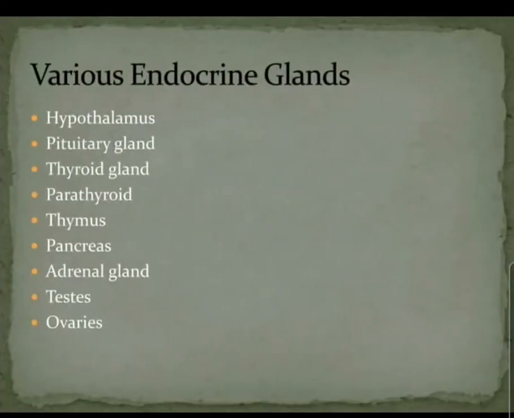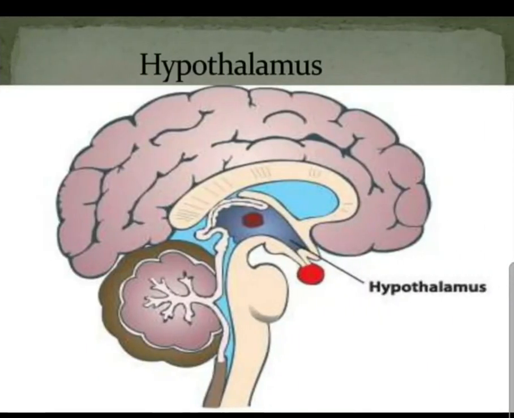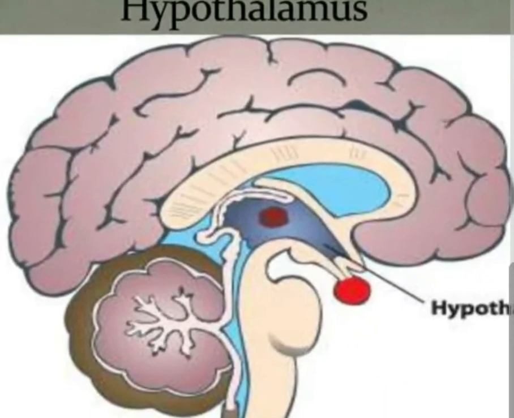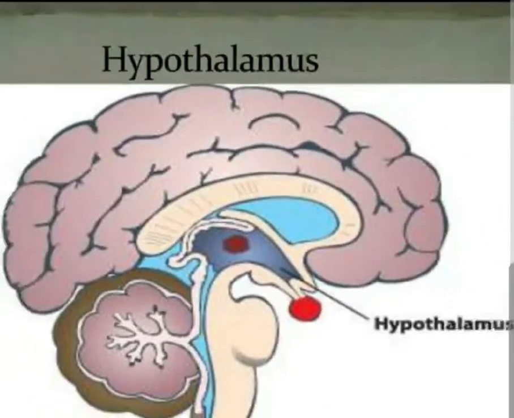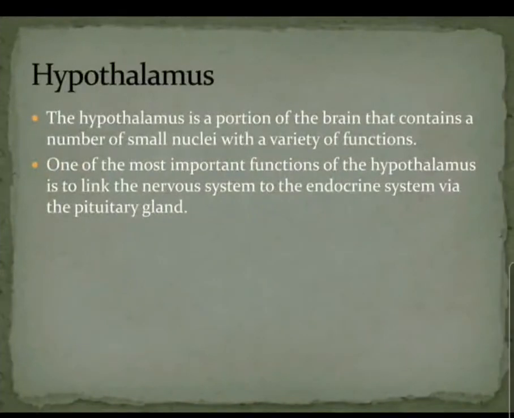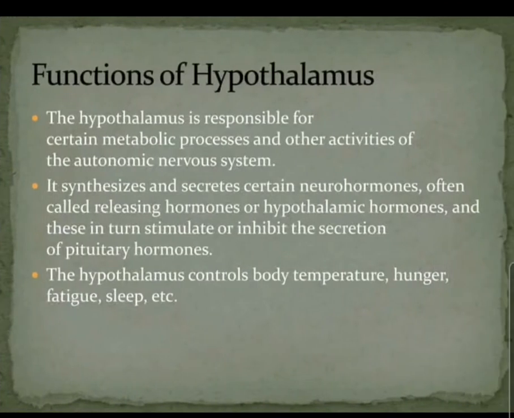There are various endocrine glands. Let us see what they are. Hypothalamus. You can see this is the hypothalamus. The hypothalamus is a portion of the brain that contains a number of small nuclei with a variety of functions. One of the most important functions of the hypothalamus is to link the nervous system to the endocrine system through the pituitary gland. Let us see its function.